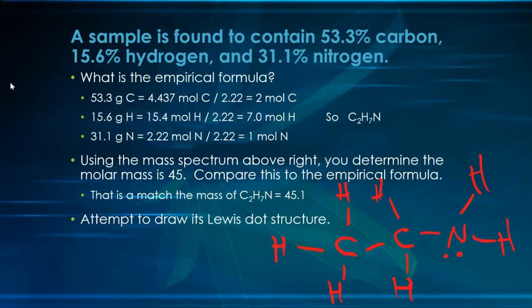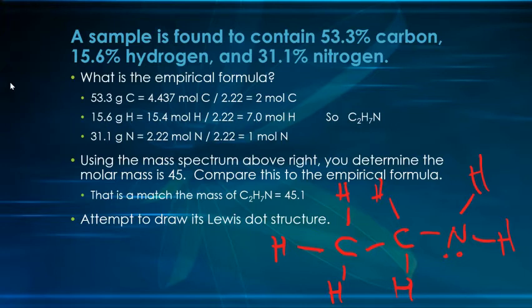If I divide them all by the smallest, I get 2, 7, and 1. And those are nice, close to whole numbers. I think the hydrogen was 6.99954, so I rounded that up to 7. I didn't feel bad about that. All three values were very close to whole numbers, so I went with C2H5N as the empirical formula.